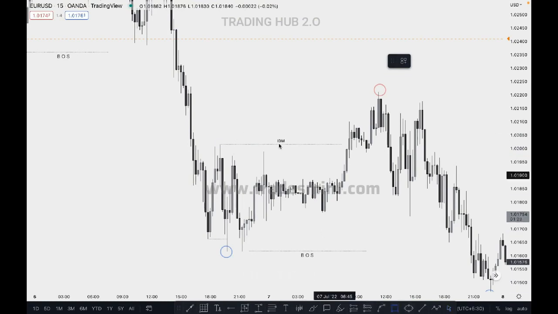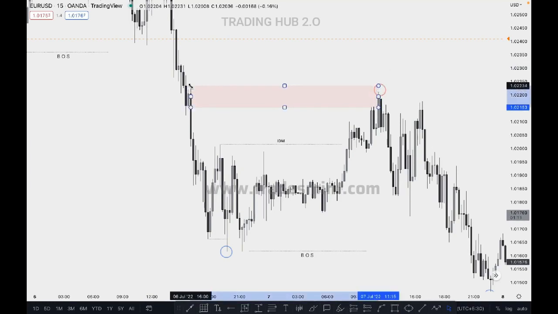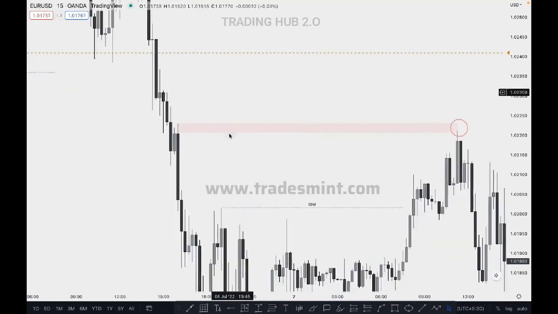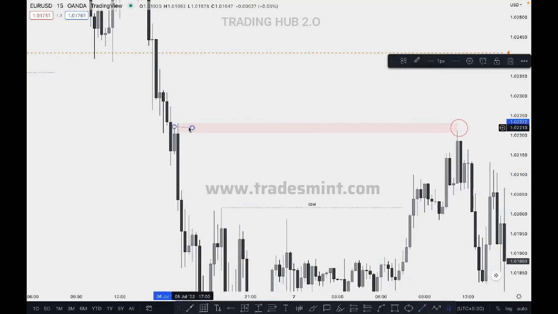Some people do the wrong thing here, they mark this as the order block like this, correct, but this is not the correct order block. The correct order block is here, the complete candle is here. Okay, if you refine it, this is our actual order block, this is our actual supply zone. Why? Because this high has been taken out by this candle. Okay, and this is our middle candle.